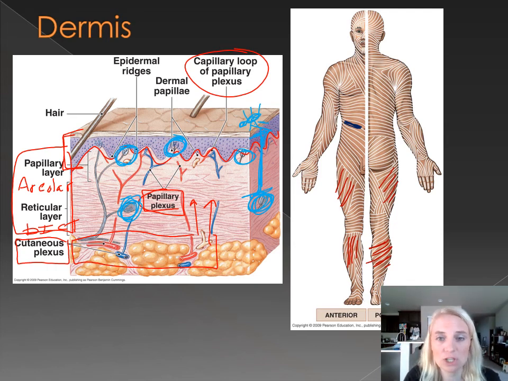So that wraps up. We're just past 10 minutes. We're going to move on next to our accessory structures. We'll have a couple mini lessons on hair, glands, and nails, and then we'll finish up with a discussion on burns, skin cancer, and repair.